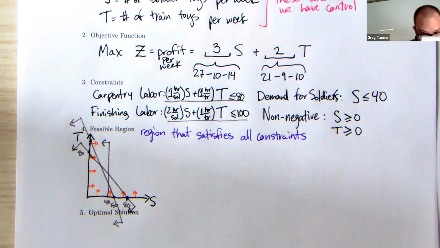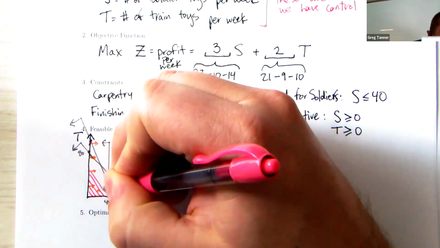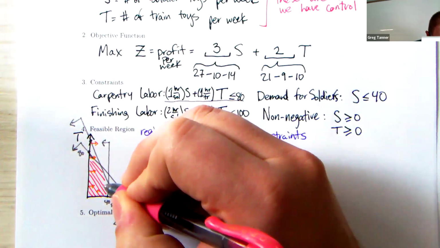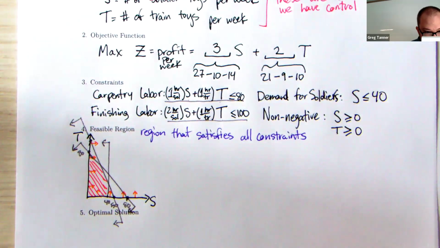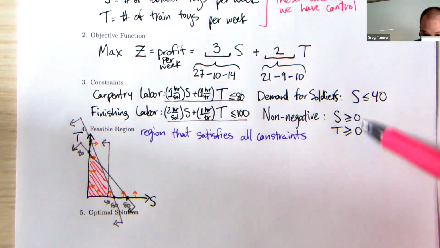Okay. In the end, we need to figure out what is the region that satisfies all the constraints. And so I'll shade that in pink. And that's going to be everything that's on the correct side of all those lines. Okay, so that pink region there satisfies carpentry, finishing, demand for soldiers, as well as the non-negativity constraints.